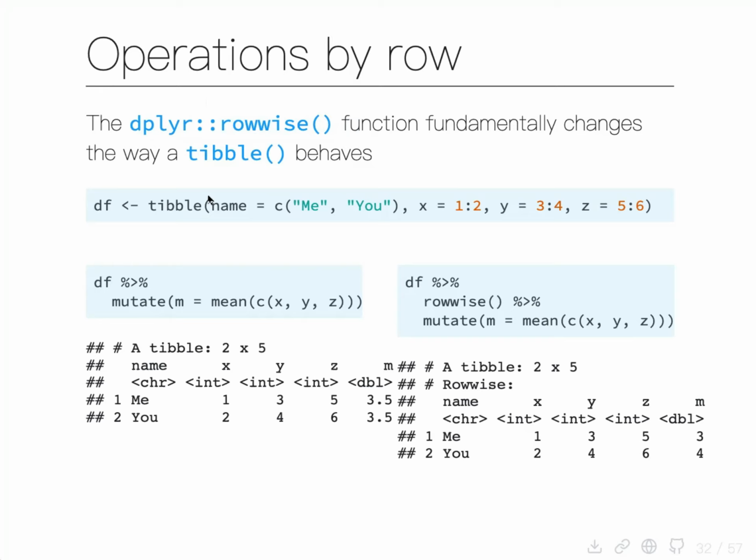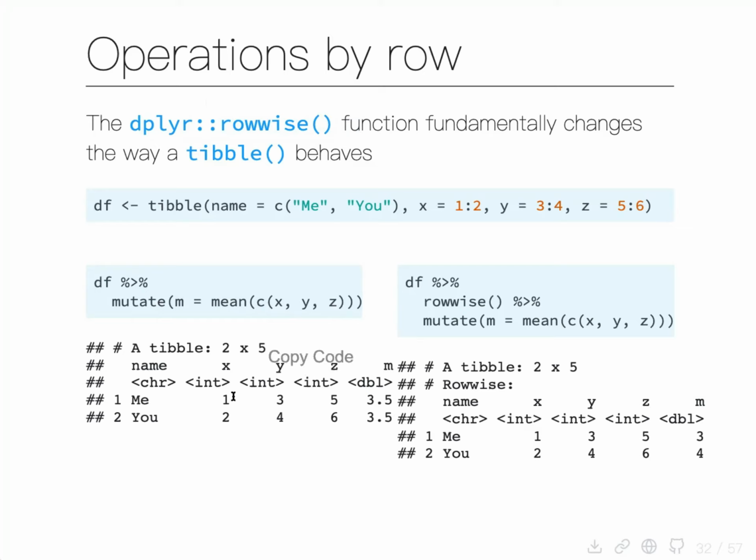All right. So here is an example where I've created this very simple data frame. It looks like this: me, you, x, y, z, and m. What I'm doing here, though, is I'm creating m. Okay. And I'm saying, what's the mean of c(x, y, z)? Well, what that's going to do is it's going to first combine x, y, and z.